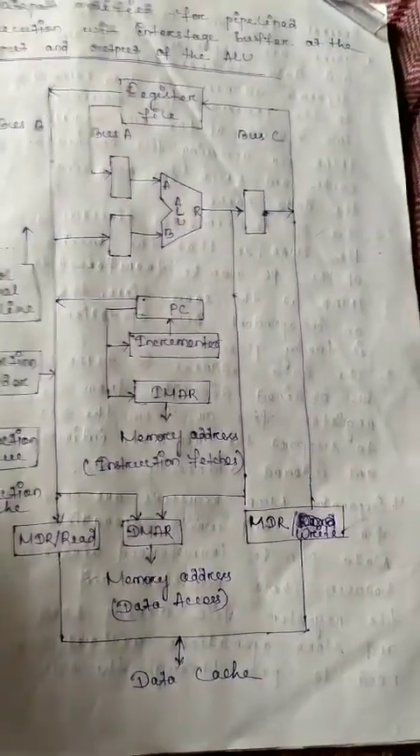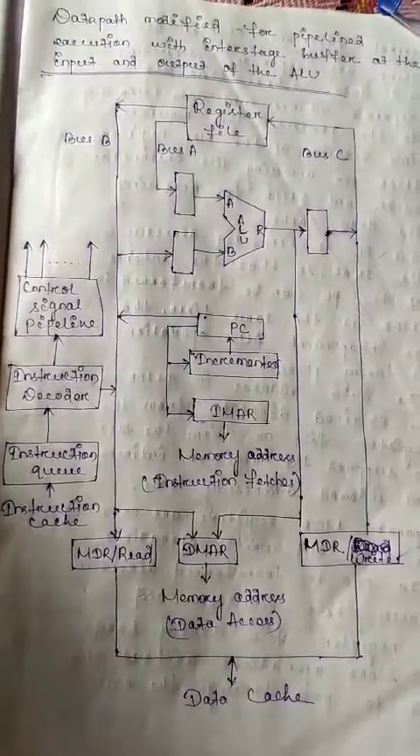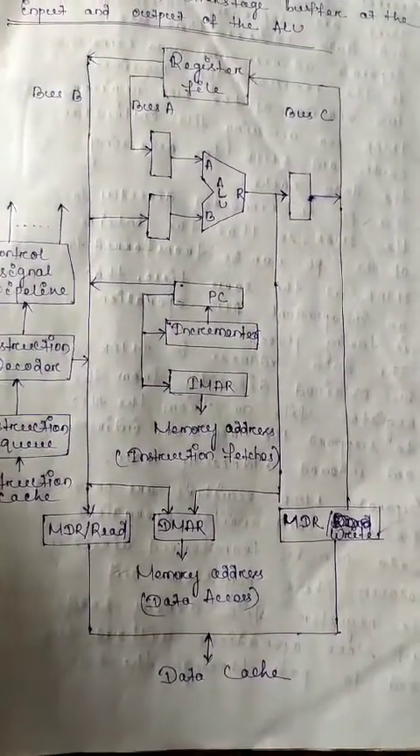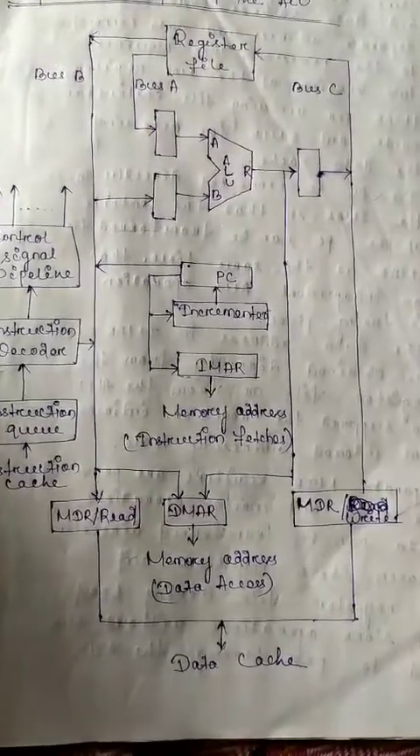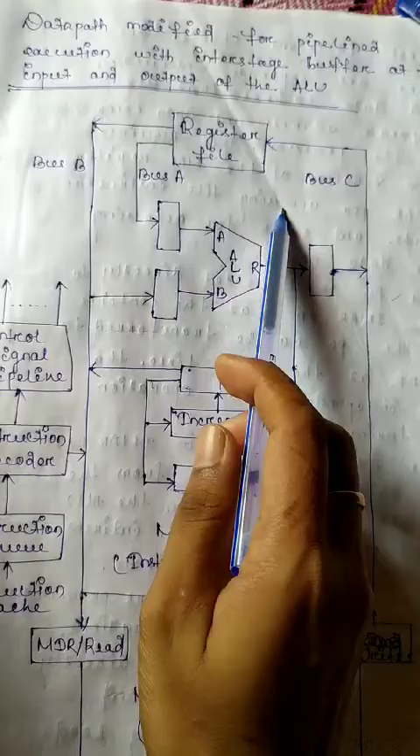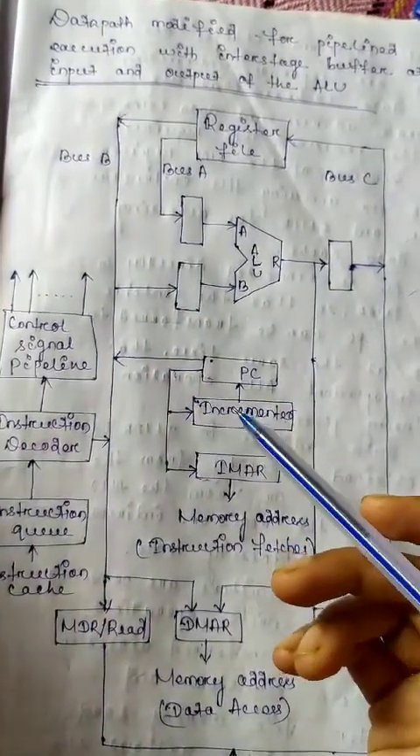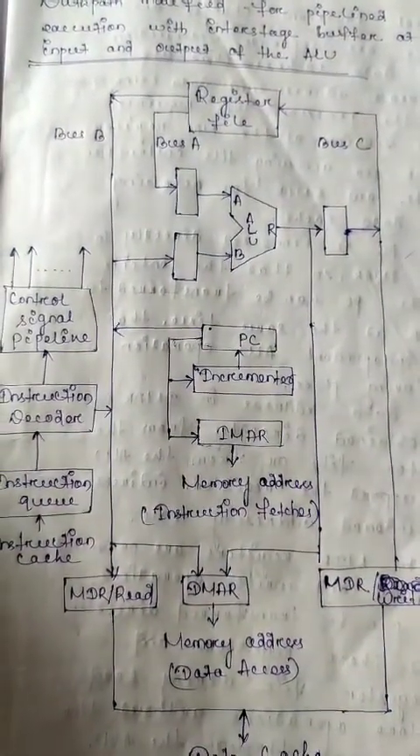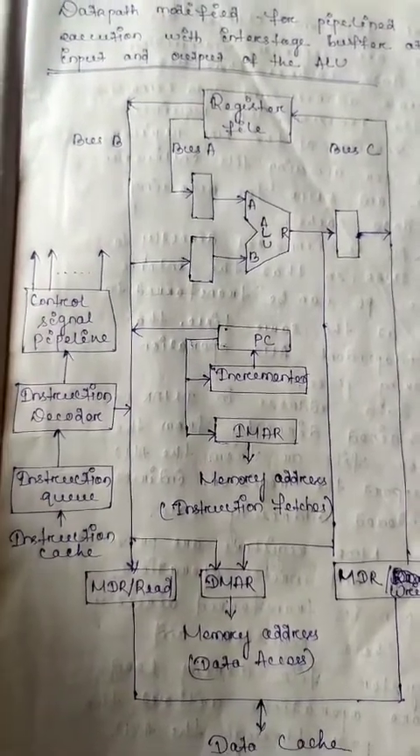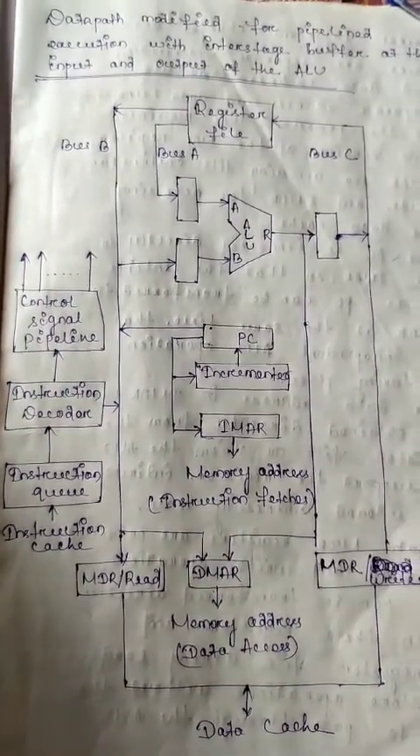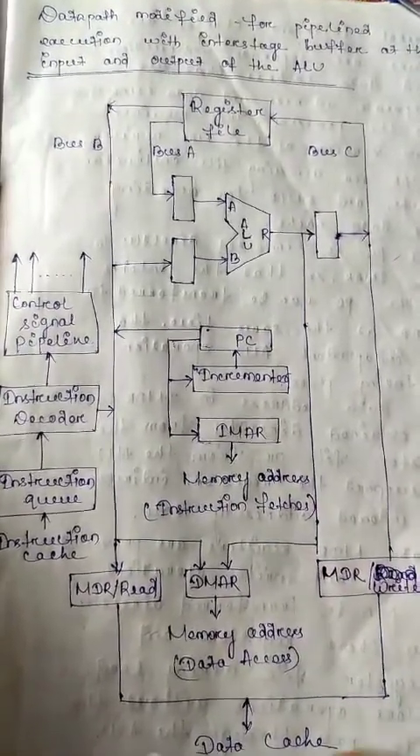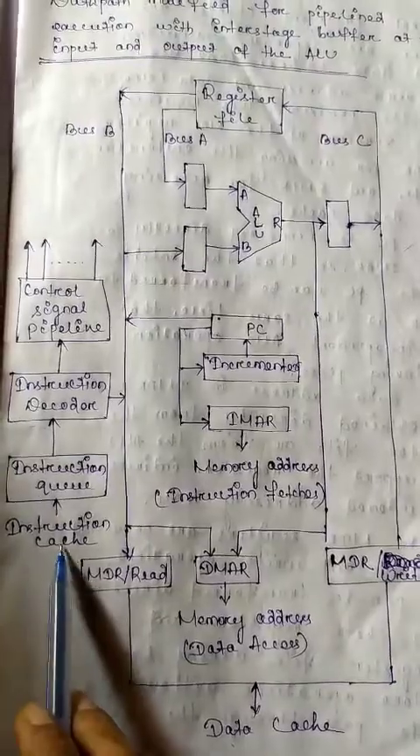So what changes do we have to make to run a 4-stage pipeline? As a 3-bus structure we are using bus A, bus B and bus C. Let's discuss the changes. First, there are separate instruction and data caches that use separate addresses. Here is the data cache and here is the instruction cache.